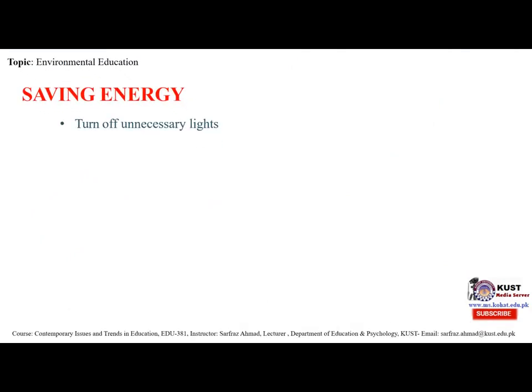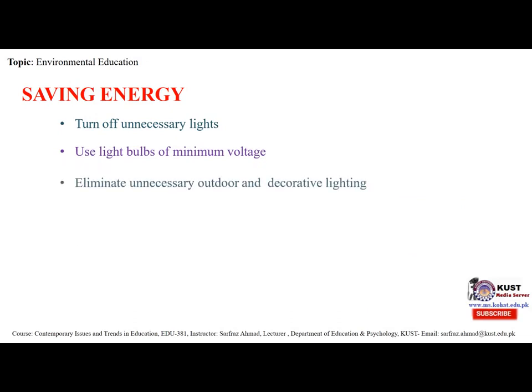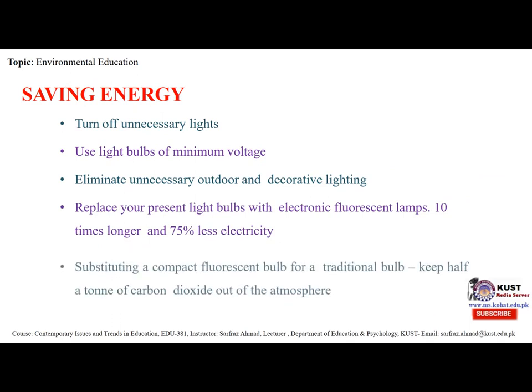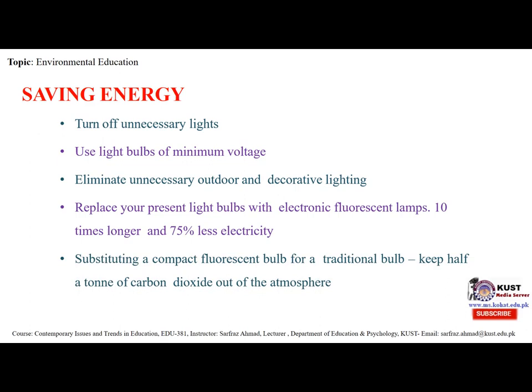Saving energy. How can we save energy? Turn off unnecessary lights. Use light bulbs of minimum voltage. Eliminate unnecessary outdoor and decorative lighting. Replace your incandescent light bulbs with compact fluorescent lamps, which last 10 times longer and use 75% less electricity. Substituting a compact fluorescent bulb for a traditional bulb keeps half a ton of carbon dioxide out of the atmosphere.